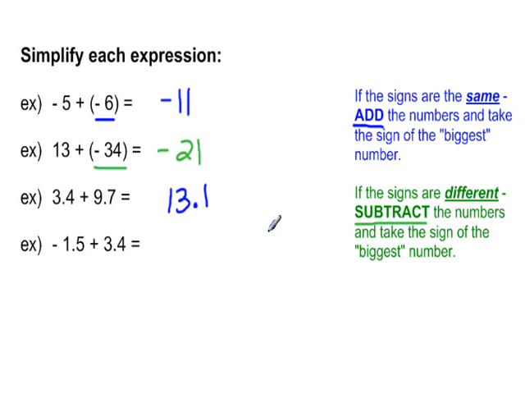Do the same thing with example 4. Choose your rule, work it out, pause the video so that you can make sure that you can get the right answer before I reveal it. This time we had to use the green rule because our signs were different, so that means that we are subtracting those numbers. 3.4 minus 1.5 gives us 1.9, and because 3.4 is the larger number, we're going to make 1.9 positive just like it.